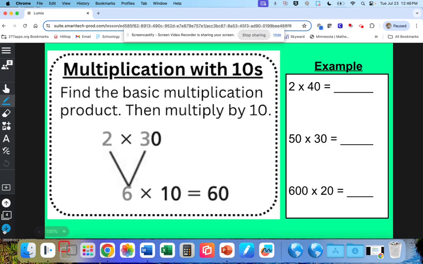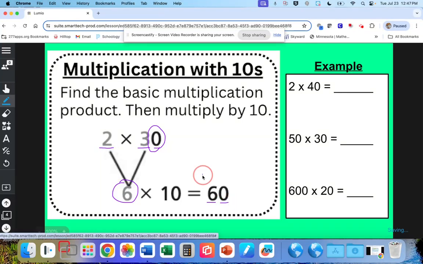Our next concept is multiplication with tens. We can find the basic multiplication product and then multiply by the 10. So in this case, I can multiply the 2 and the 3 first. 2 times 3 is 6. And then I can count up how many zeros I missed. And in this case, I missed 1 zero. So I'm going to have a 6 with that 1 zero to get my answer of 60.